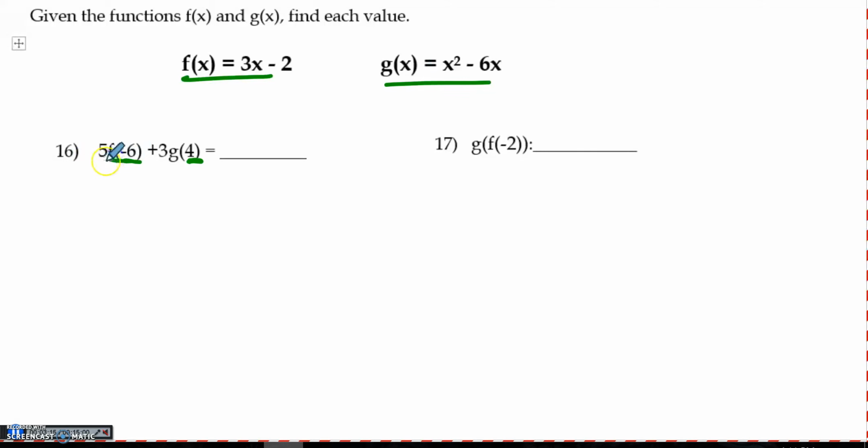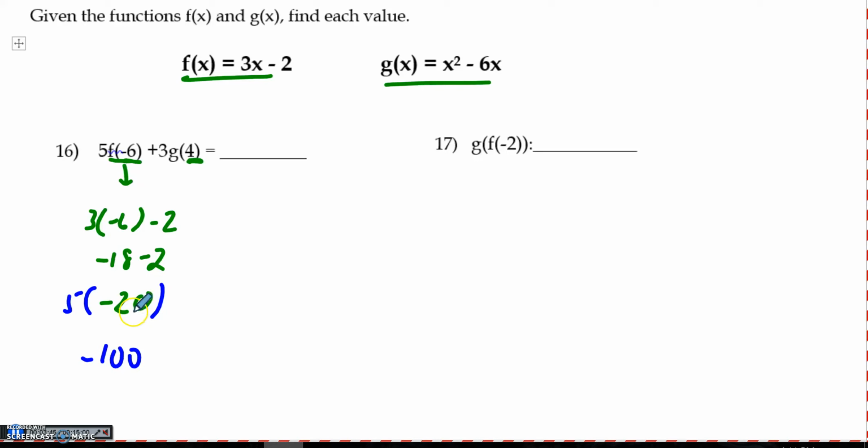So what I'm going to do on number 16 is I'm going to leave the 5 alone for now, but I'm going to focus on taking the negative 6 and plugging it into the f function, which is 3 times x, but now my x is negative 6 minus 2. So that would be negative 18 minus 2, or negative 20. However, I still have that 5 in front, which means I need to multiply my answer by 5. So the first part, I get an answer of negative 100 because of 5 times negative 20.